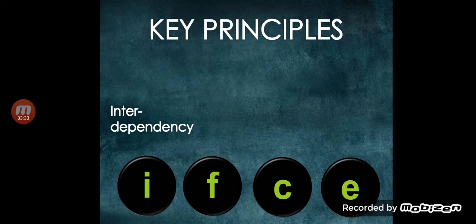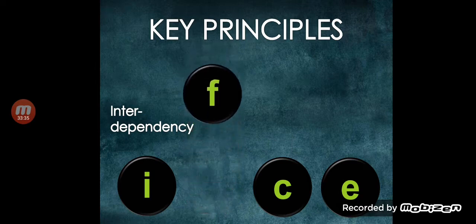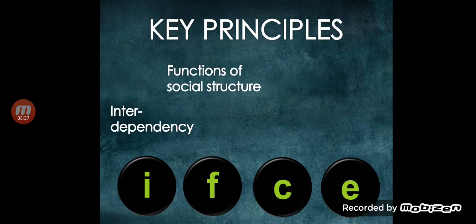Okay, next one. The functions of social structure. Each one of us has his own respective function being played in the society. So, in this case, you cannot exist without a function. Each part of the social system exists. Why? Because you are serving your function.